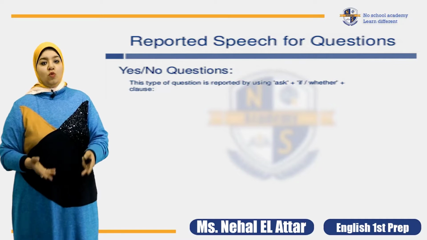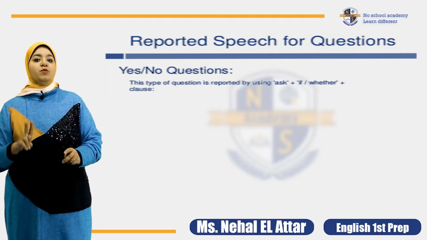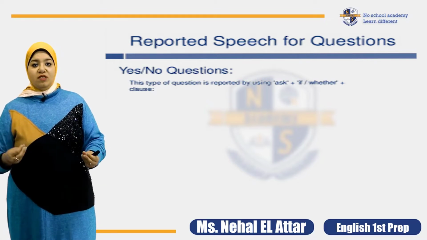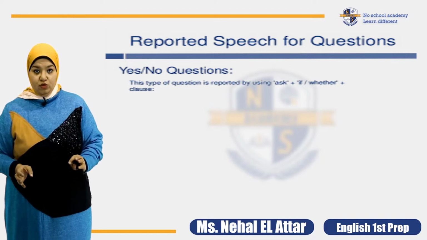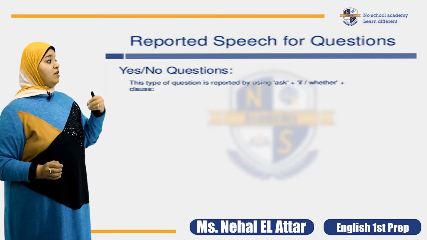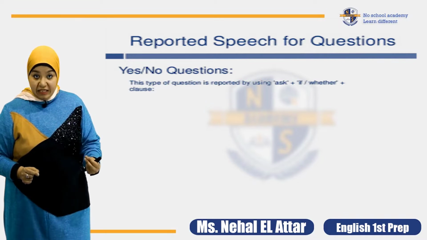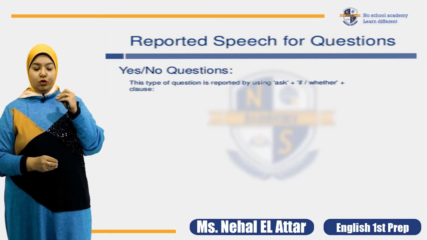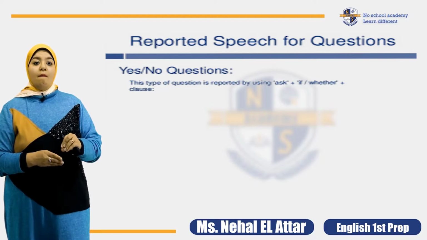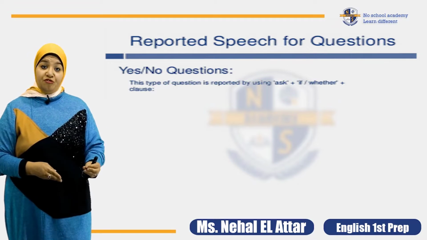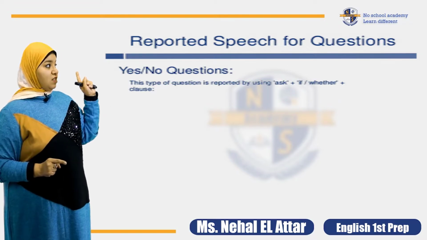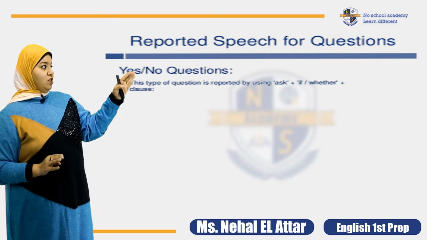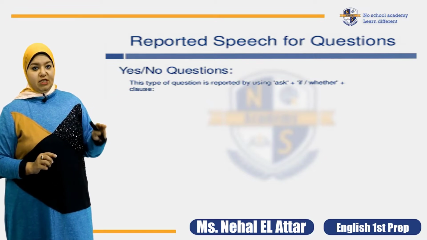Let's move on to the reported questions. As you know, we have two types of questions, yes or no questions and question word questions, or the questions that start with question words like the WH questions. If the questions start with a helping verb, which means that they are yes or no questions, we replace the helping verb in the indirect speech with the word if or whether. But notice the spelling of whether. It's not weather, which is the climate or hot and cold. No, the spelling is W-H-E-T-H-E-R. Okay, it's different.